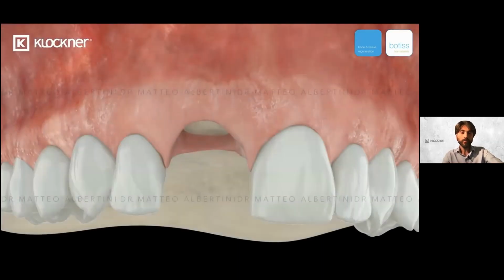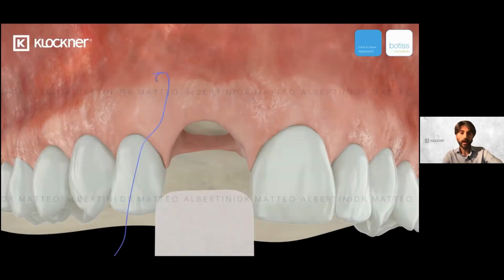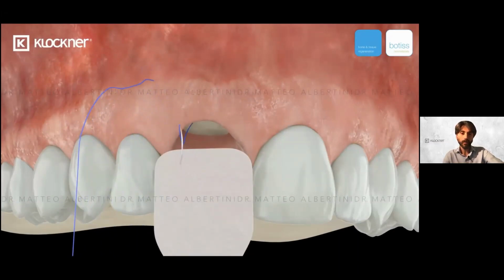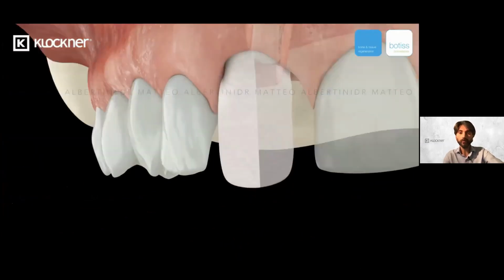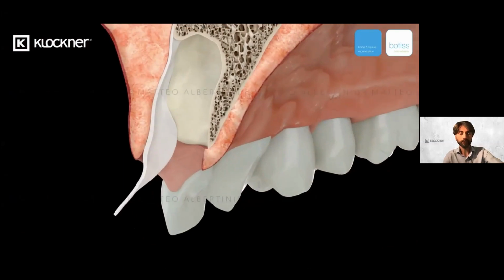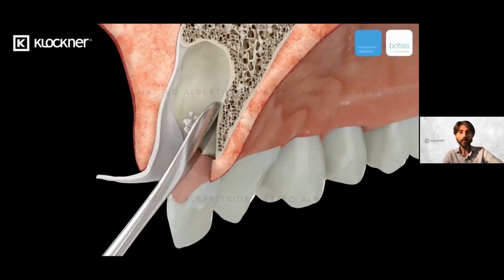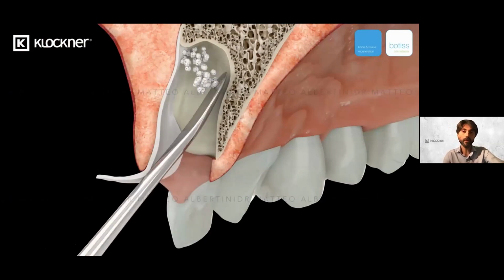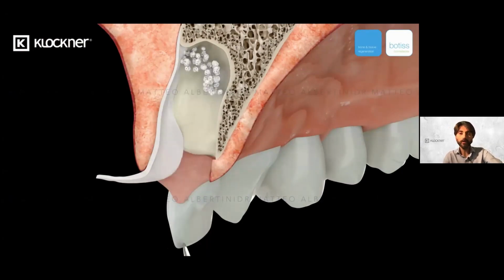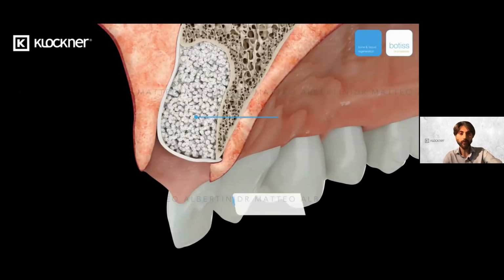We can put the membrane by means of apical sutures with horizontal mattress. We can use 1 or 2 sutures, and in some cases, we can even introduce the membrane without suturing. So we fill the space between the palatal bone and the membrane with the biomaterial. Here we are using Cerabon from Botiss.